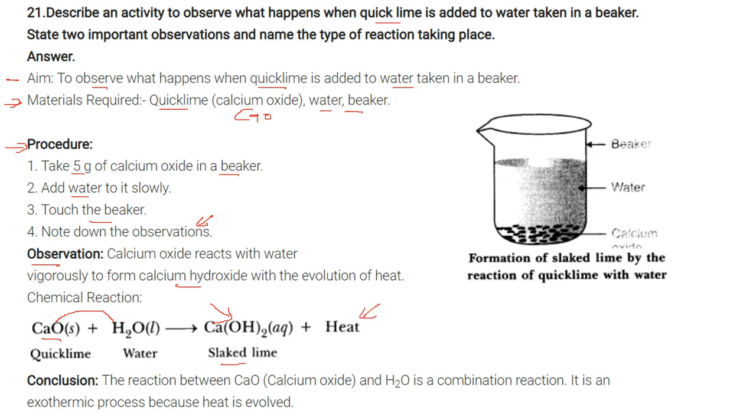So this is heat being produced. Then we'll write the conclusion. The conclusion says the reaction between calcium oxide and water is a combination reaction, because two compounds make a single compound. It is an exothermic reaction because heat is being evolved or produced. You can draw the diagram like this as well.